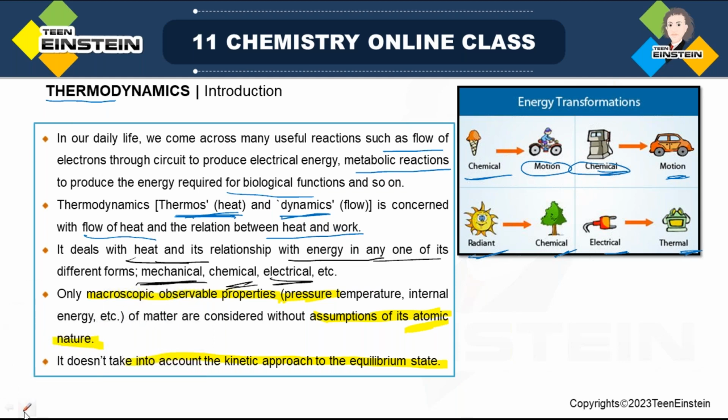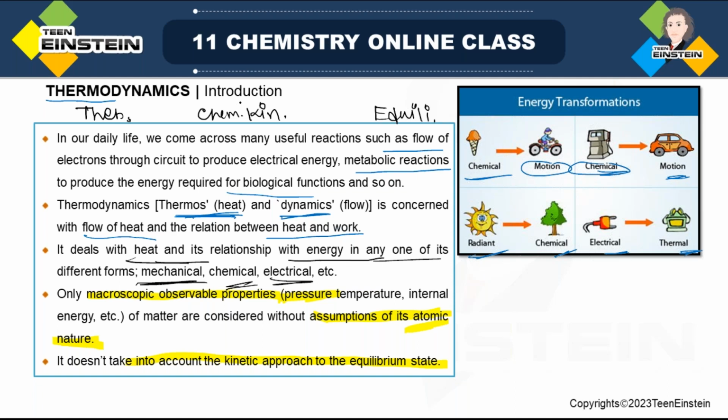Suppose I am talking about thermodynamics. Then we have another very important chapter, chemical kinetics. Then we have thermodynamics, chemical kinetics, and equilibrium. These are the three important chapters you will find in physical chemistry. So it is very important for us to have a clear idea of these three sections.